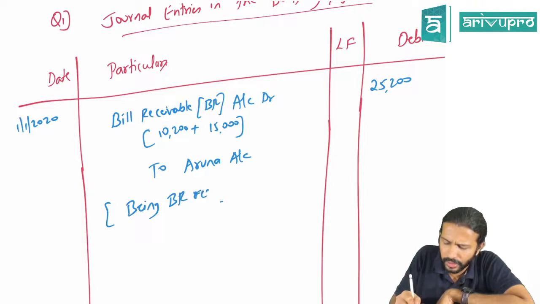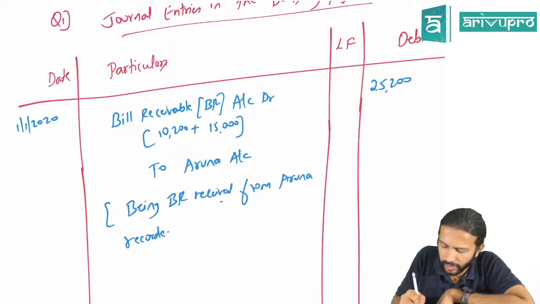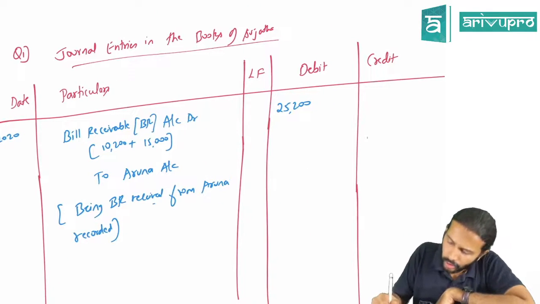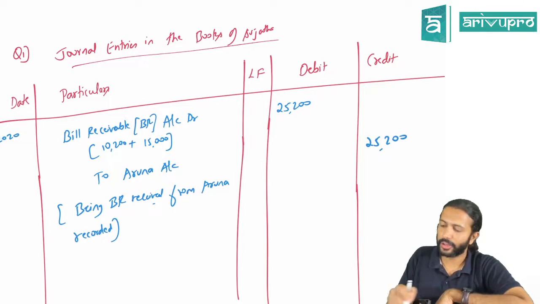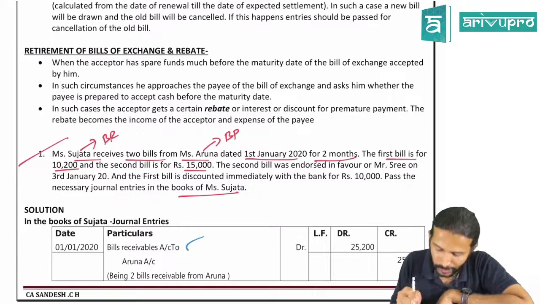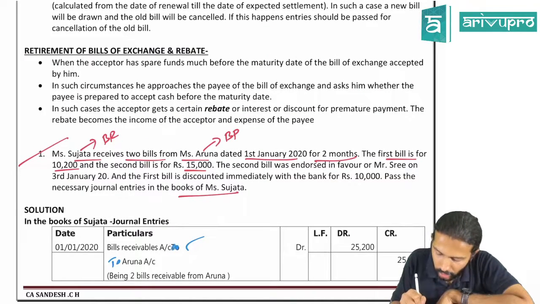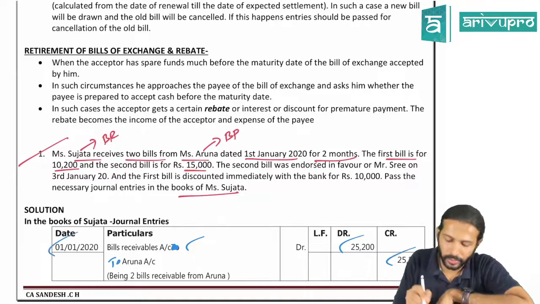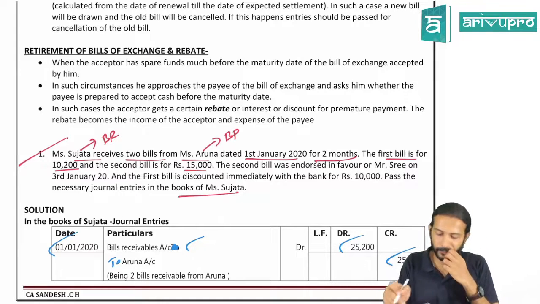Being bill receivable received from Aruna recorded or accounted. Something like that you can write. You can write this in your own words. Okay. Aruna account will be credited to the extent of 25,200. That is the first journal entry which they passed here. Bill receivable account debit to Aruna account 25,200. Everyone okay now?